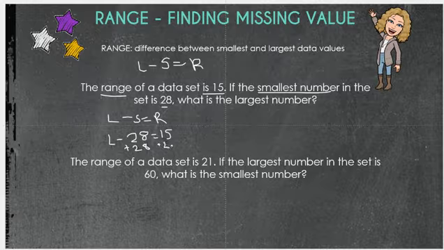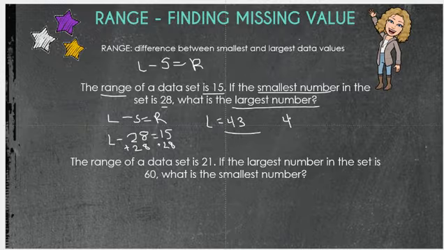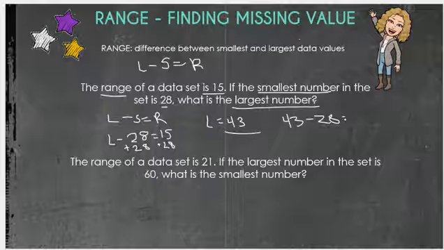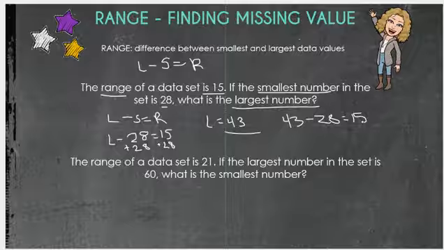Or we can just say to students, what number minus 28 is 15? How would you find that number? You would add them together. 15 plus 28 is 43. And so the largest number is 43. And again, they can check that. They can put it back into the equation, 43 minus 28, do the calculation on the calculator maybe to check themselves, and find that it is 15.